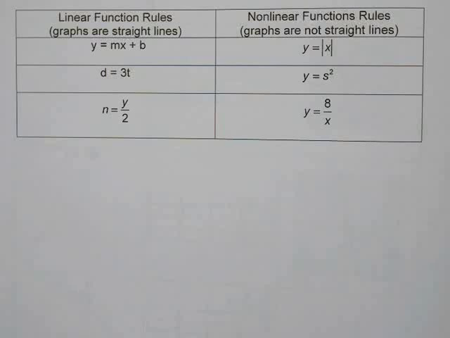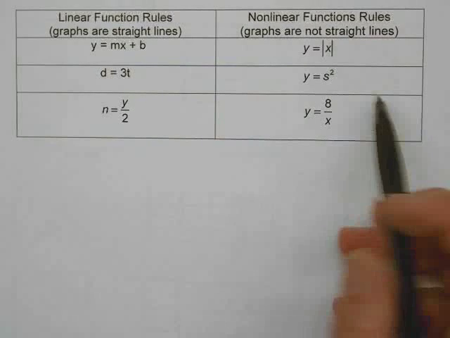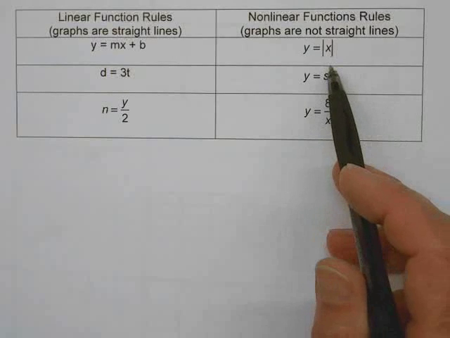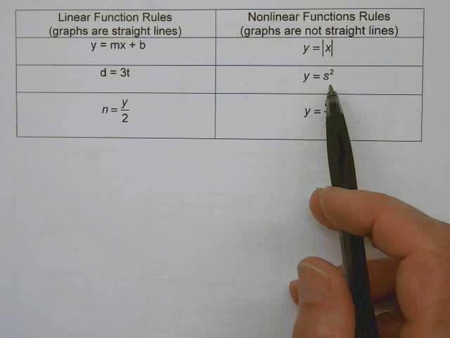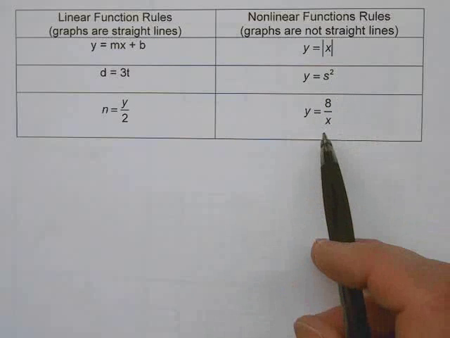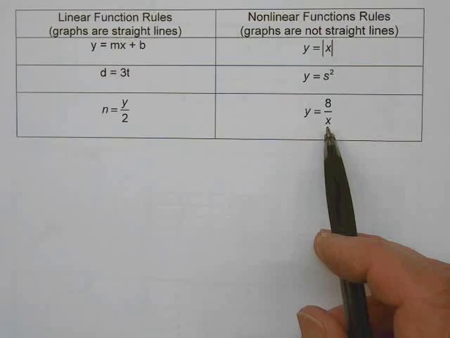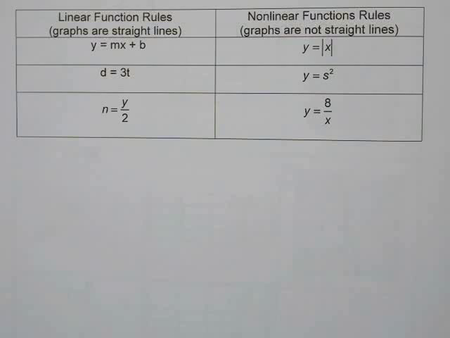Nonlinear function rules don't make straight lines when you graph them, and they are things like this. Anything with an absolute value, y equals the absolute value of x, would be nonlinear. Y equals anything to an exponent, to a power, is nonlinear. And any time you have a variable in a denominator, that's also nonlinear. All right, I'm going to get set up to take a look at some linear function rule problems, and we'll go from there.